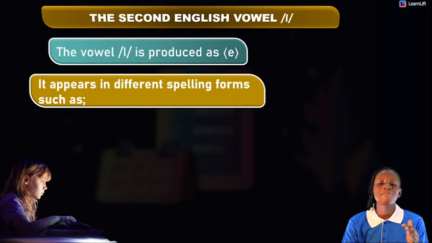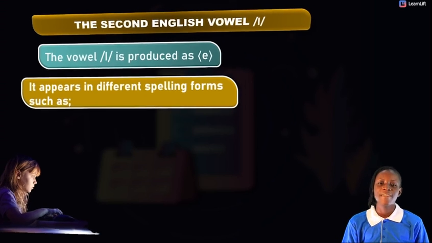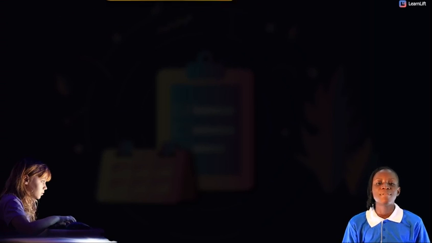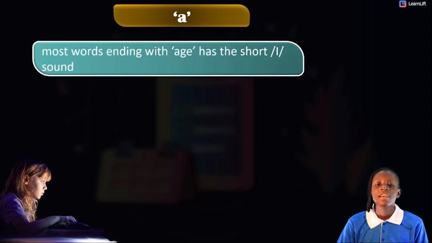Moving on, we have different spelling forms here. The second English vowel appears in different ways. You'll be asking yourself, what are the instances where we can have the second English vowel? Then you've got your answer here. The first spelling form, A. Now there are words in English that have A and have the E sound here. Most words ending with AGE have the short E sound.